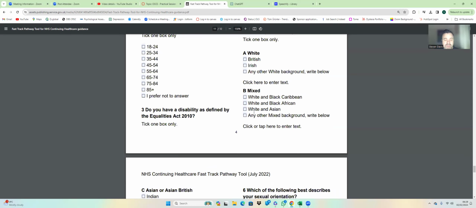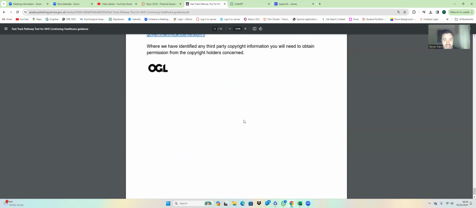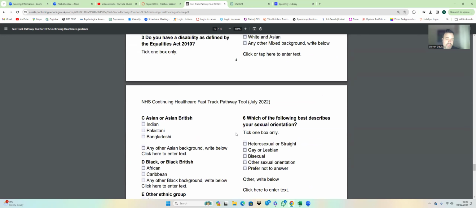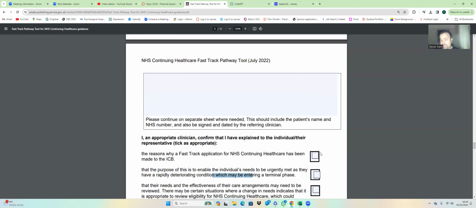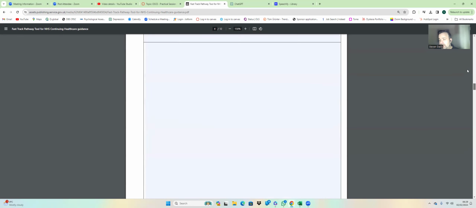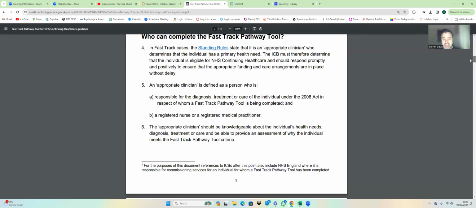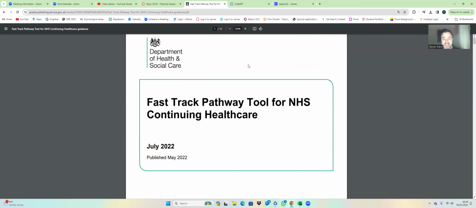Finally, you have your equality and diversity monitoring form. Once you've completed that form, you're going to email that over to the ICB board. And obviously, that should trigger that continuing pathway finance for that individual to ensure that they have the right care and support towards the dying stages. So that's the summary of that form. Again, nothing too terrible to go through paperwork wise.